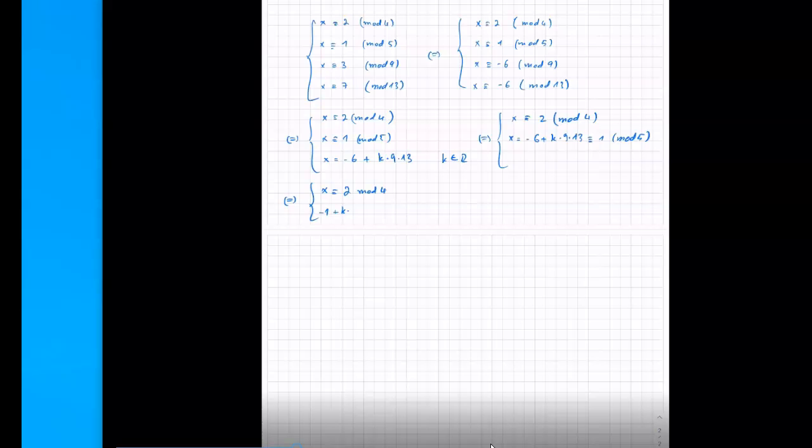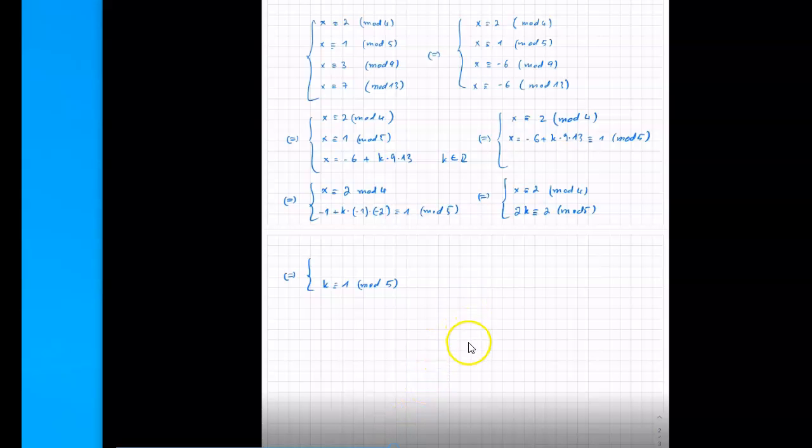So now the big numbers 9 and 13 will give 2 at the end, because 9 is minus 1 and 13 is just 3, or minus 2. So I have 2k minus 1 congruent to 1 mod 5. Add the 1 to both sides. I will have 2k congruent to 2 mod 5, which I can simplify to k congruent to 1 mod 5.